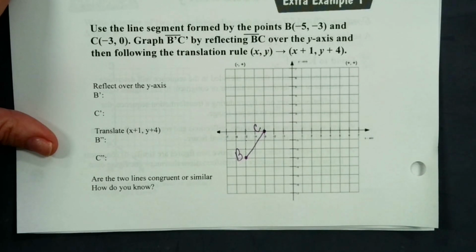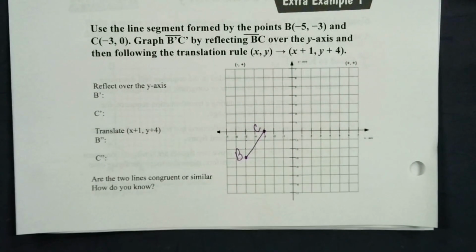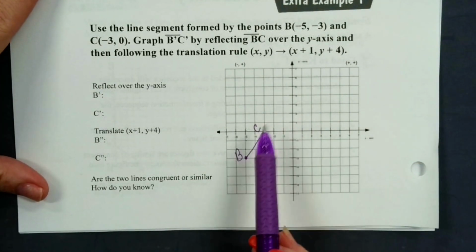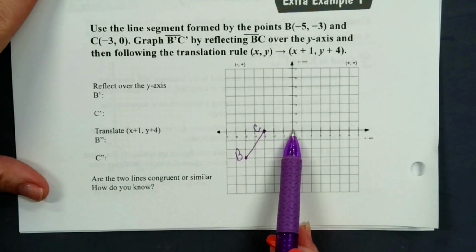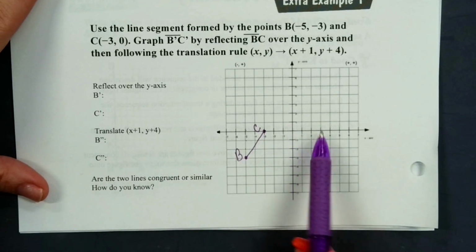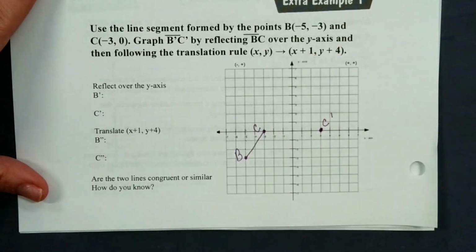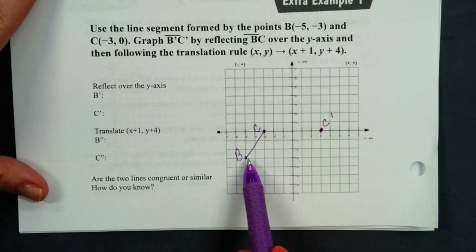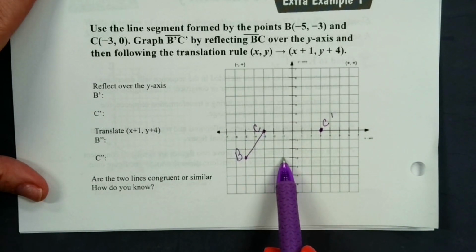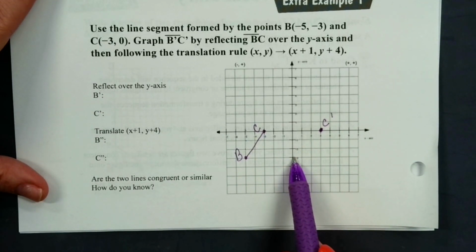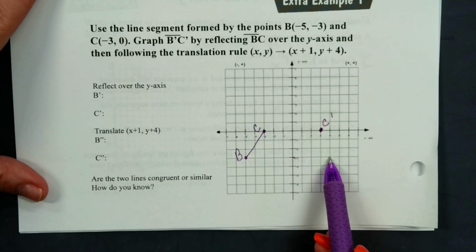Okay, what's the first thing it's telling me to do? Reflect over the y-axis. So C is 1, 2, 3 spots away. So how many spots does it need to stay? 1, 2, 3. B is 1, 2, 3, 4, 5. So how many spots does it need to stay? 5. 1, 2, 3, 4, 5.